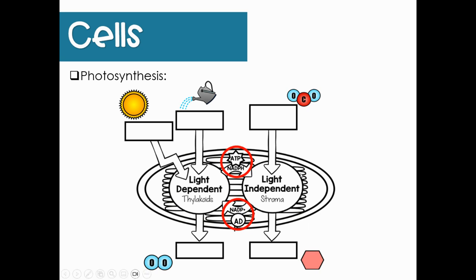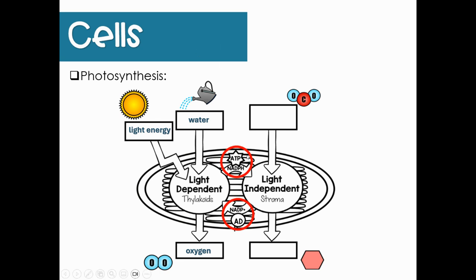Here we have the chloroplast. So when you think photosynthesis, think of chloroplast. And again, we have two reactants here that are going to be important to the first part of photosynthesis, which are the light-dependent reactions. The light-dependent reactions are going to happen in the thylakoids. And so this is where we're going to take in light energy and water. And then the product, what's going to be produced, is oxygen or O2 gas.